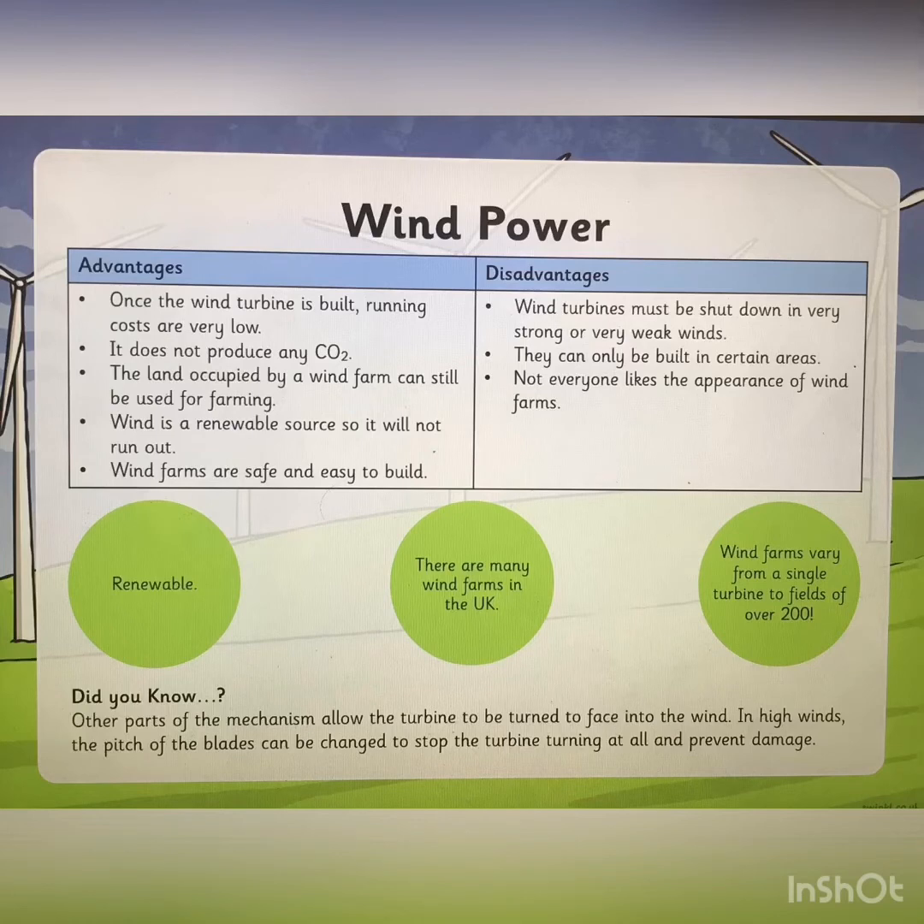But there are some disadvantages. Wind turbines must be shut down in very strong winds or very weak winds. They can only be built in certain areas. Some areas just aren't windy. And not everyone likes to look at a wind farm. It's not the most amazing thing to look at. And to add, migrating birds sometimes have problems and run into the turning fans, which does create a problem.